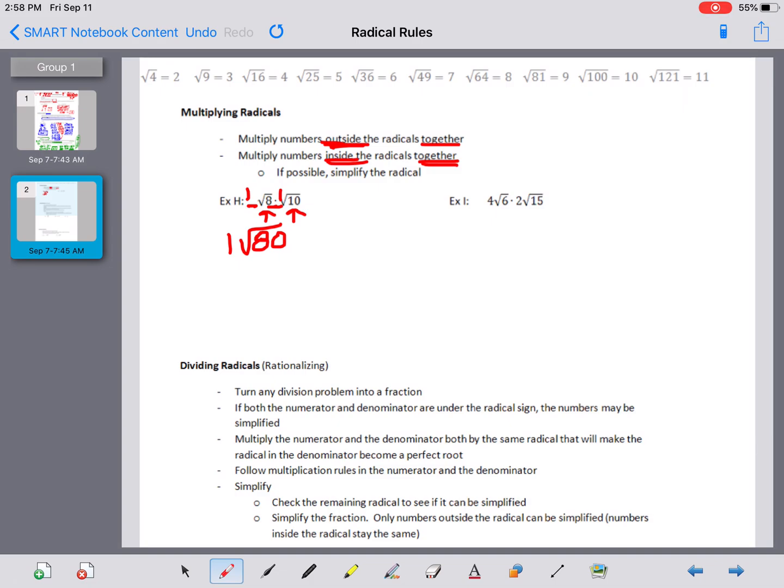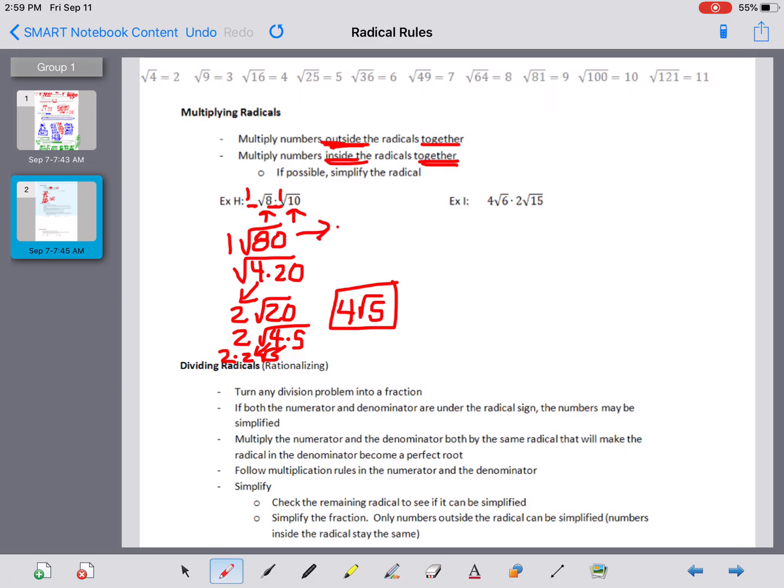Square root of 80. Well, 4 goes in, right? 4 times 20. Square root of 4 is 2. Square root of 20 is ugly. But does 20 have any more pretty? Well, let's see. 4 goes into 20 again, so I can break that apart again. Okay, 4 times 5. And this time, this square root of 4 is 2, and it's going to multiply by the 2 out there, and I'm going to leave the square root of 5, and I get 4 square root of 5.